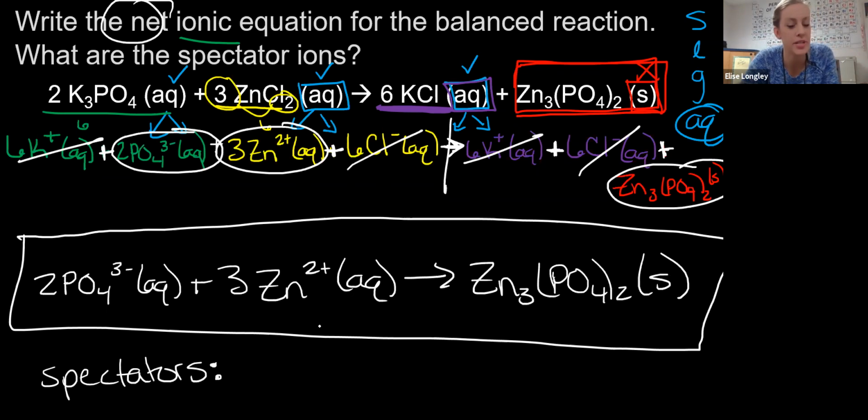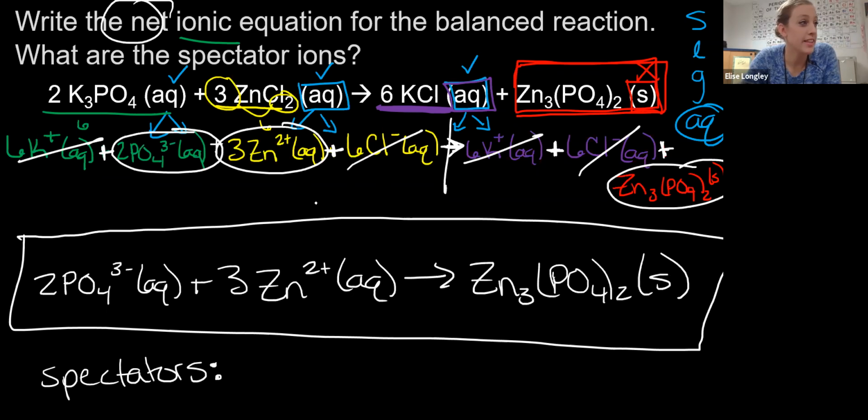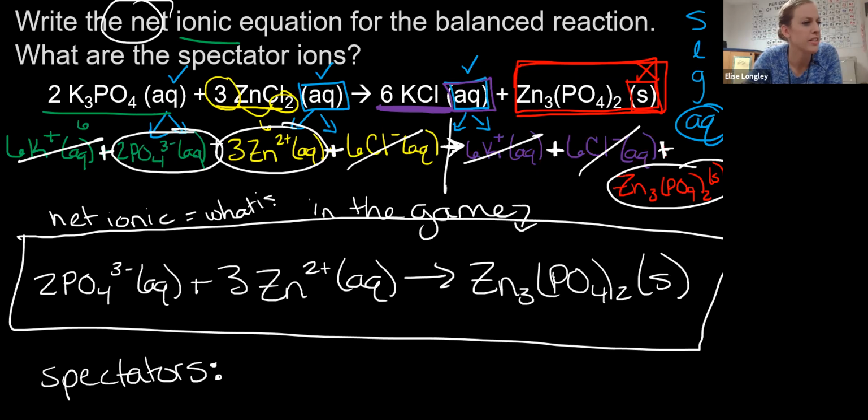Who is not participating but is present? Would it be zinc phosphate? So zinc phosphate, this is in the game. This is what's participating. The net ionic is the actual play that's happening. It's what's being watched. What is being watched, right? So it's in the game.